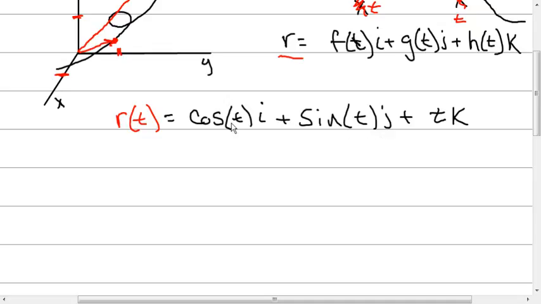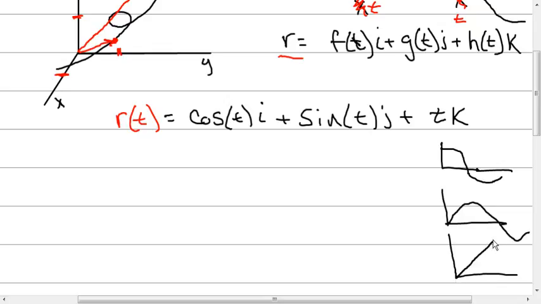Well, if we just start out by looking at this scalar function right here, just this one little part, we know what that looks like. That's a cosine curve as a function of t, and it looks like that. What does the sine look like? We kind of know what that looks like too. That's a sine function, and it looks something like this as a function of t. And t k, well, that's just going to be a straight line relationship like that. So z is equal to t, and we just get a relationship like that. These are the component parts.